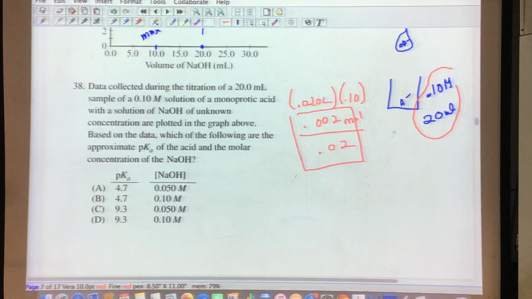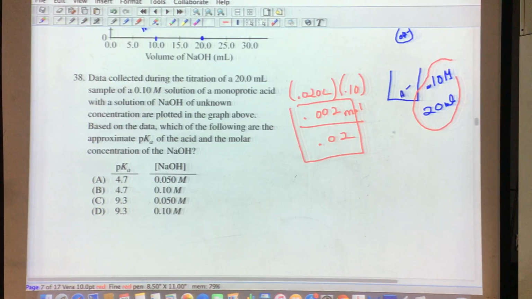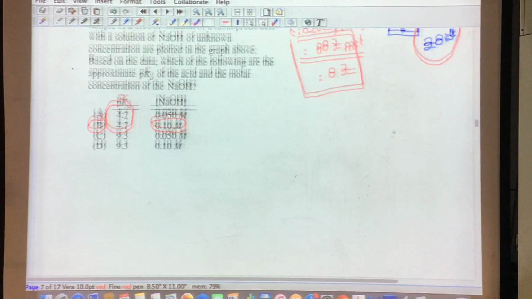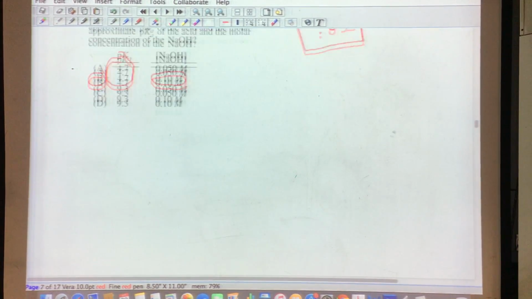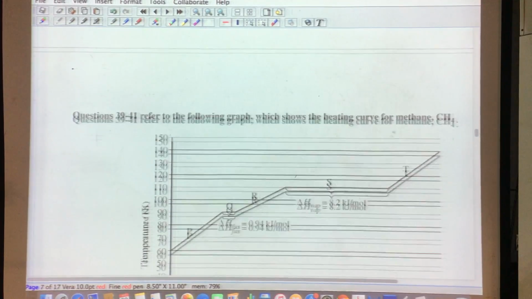Our pKa is 4.7, and the concentration of the base is 0.1. You'd be surprised how many people get this question wrong, and how many times you've seen pH equal to pKa if you're doing what I asked.